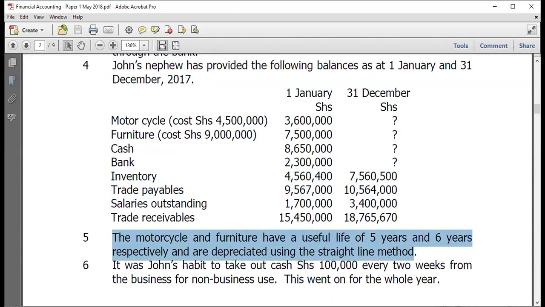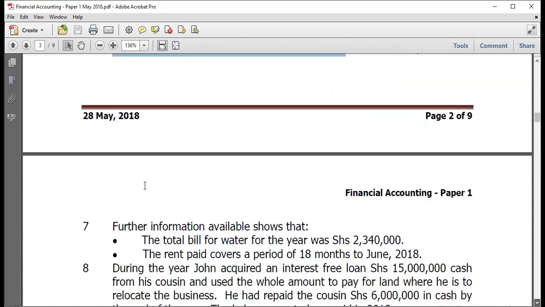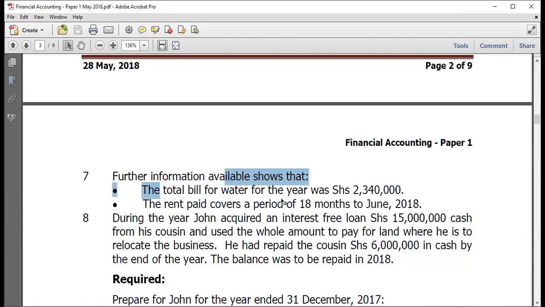John's habit of taking out money, those are drawings, they don't relate to what I'm doing. The total bill for water, these are basically not relevant to payments to creditors. These are expenses. These are, remember, purchases.